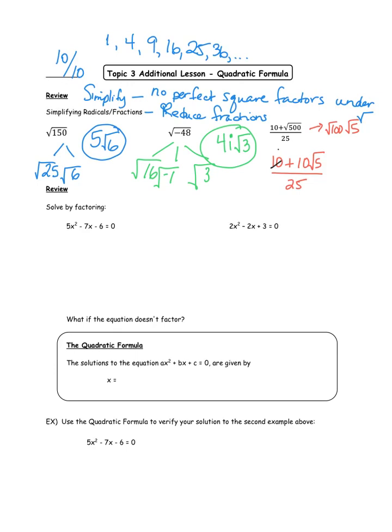So if I divide this by 5, that leaves me with a 2. This would leave me with a 2. You'll notice I don't do anything with the radical. That's only because it's on the outside that I can do that. And this would leave me with a 5. So when I reduce this, it becomes 2 plus 2 square root of 5 over 5. And that is that one.